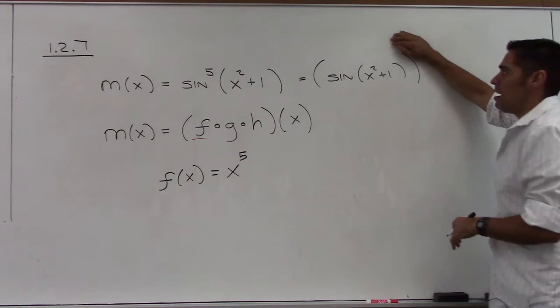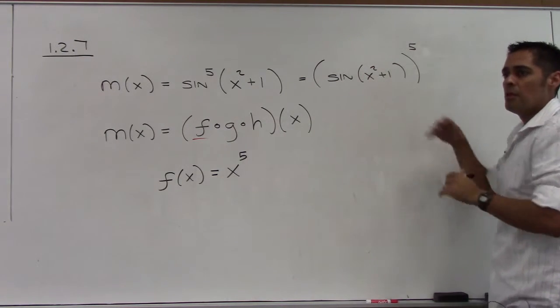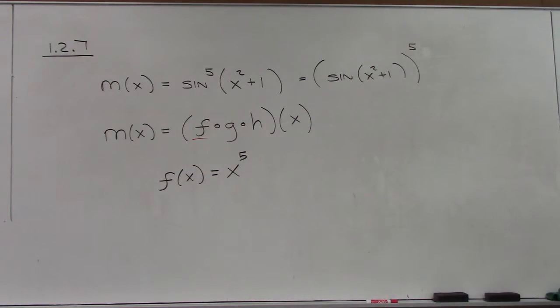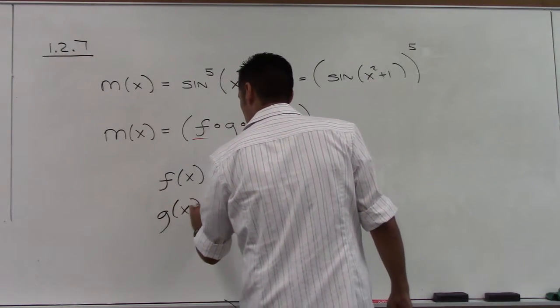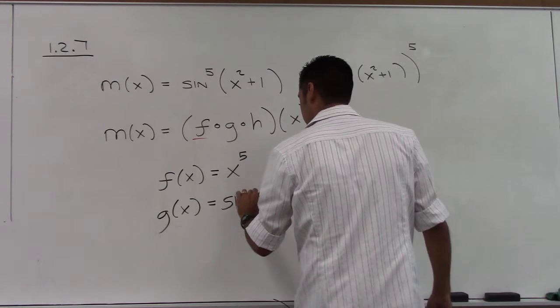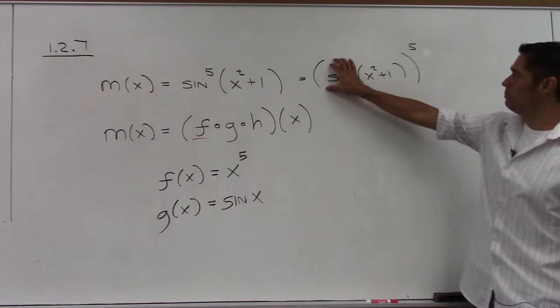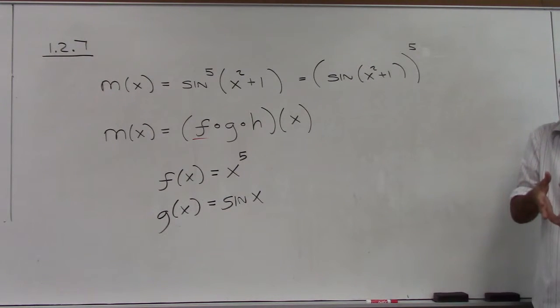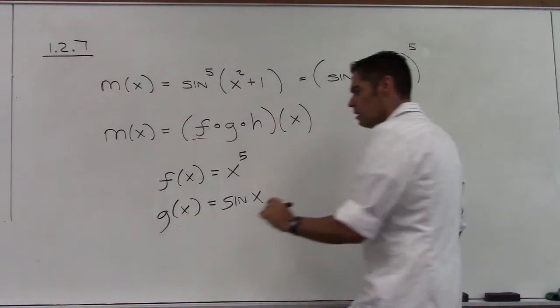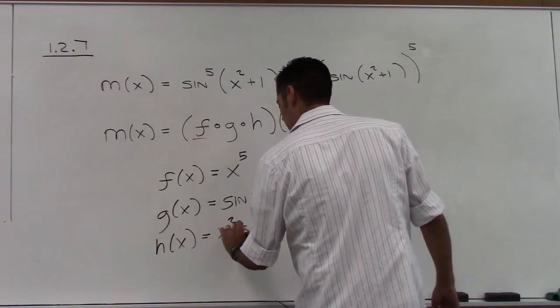What's the next thing inside? We have sine of something, right? Sine of whatever's in here. So it's a function that takes the sine of whatever you give it. So I can write it as g, that's my next function in, g of x is sine of x. And then if I go one more layer in, x squared plus 1, I could just write that as the final inside function. It's a polynomial. h of x is x squared plus 1.